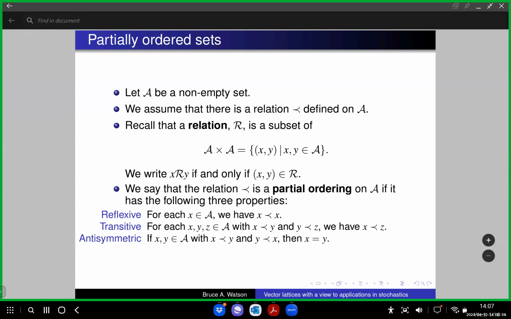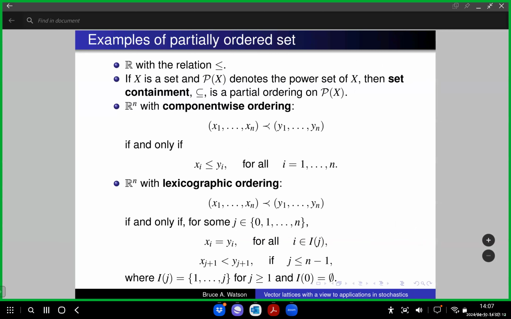That's your transitivity. And thirdly, if you have two real numbers, X and Y, and X is less than or equal to Y, and Y is less than or equal to X, then X equals Y. So there's probably your best known example, and one of the core examples.